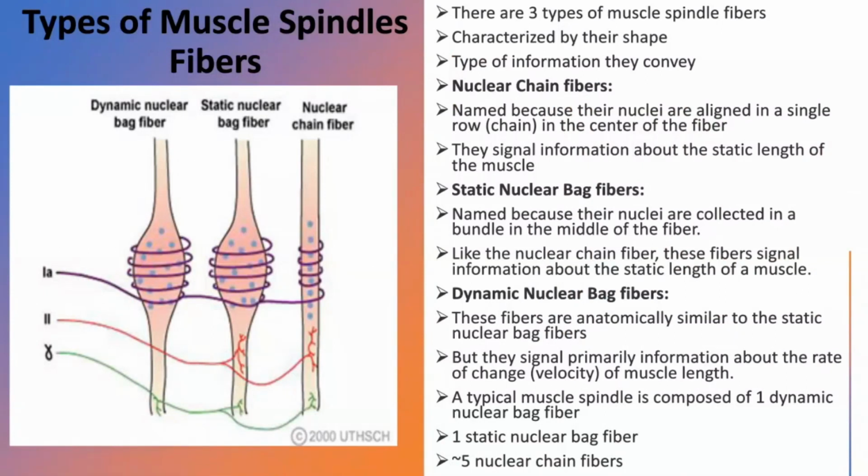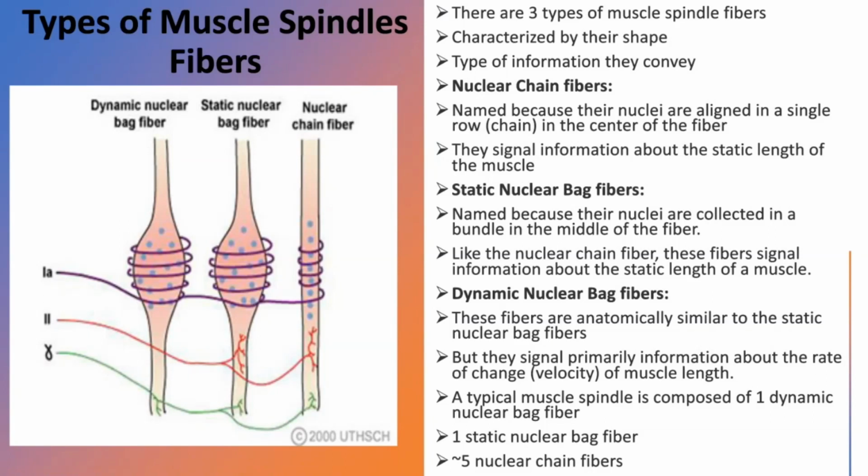So I'm going to go into the different types of muscle spindle fibers. There are three different types, and they're characterized by their shape, as well as the type of information they convey. The first are nuclear chain fibers, and they're named because their nuclei are aligned in a single row or chain in the center of the fiber, and they send signal information about the static length of the muscle. The second is the static nuclear bag fibers, and these are named because their nuclei are collected in a bundle in the middle of the fiber. Like the nuclear chain fiber, these fibers will signal information about the static length of a muscle.